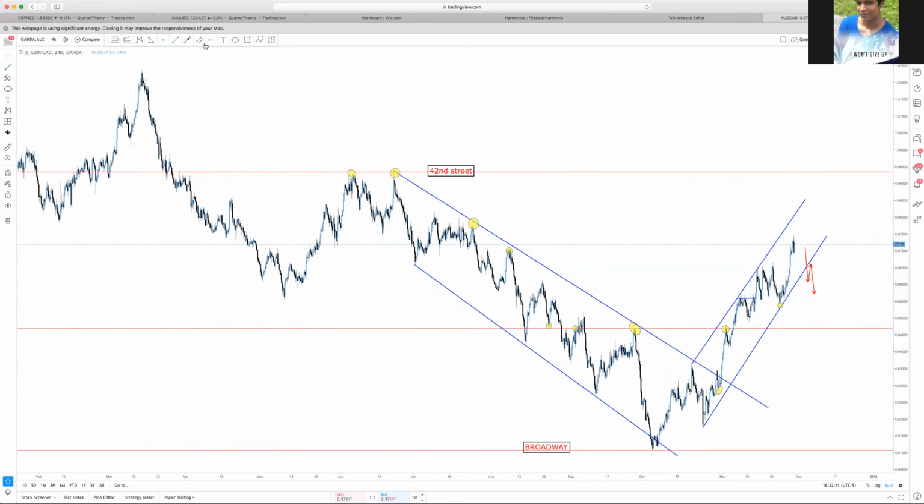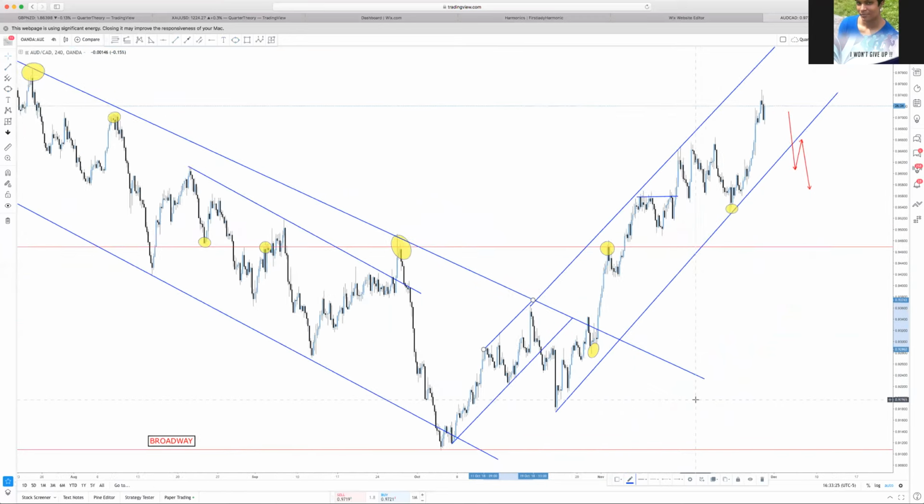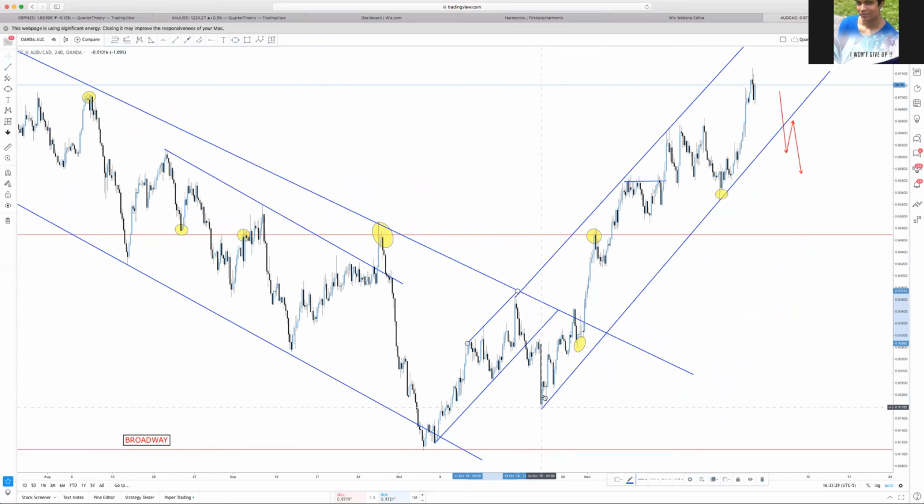And there are channels inside of channels. Just like harmonics, inside of a major harmonic, there are smaller harmonics. So you have this channel here. You have a channel here. As you can see, it's a channel. And what happens is it broke the channel. It came back for a retest. Didn't quite touch, but that's what it is. Make it a little larger. It came back for a retest, came back down, and then it started going up.